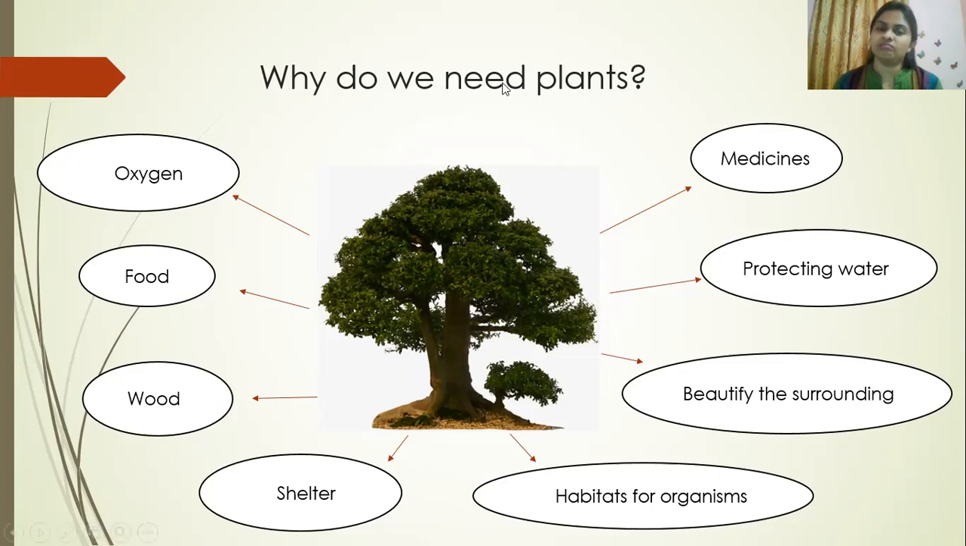Right. Do we really need plants, children? Obviously, we would say plants are very essential for the existence of living beings, right? Not only for us, but for all the animals, all the organisms too. Now here you can see in a mind map the uses of these plants. Medicines, and more than that. We'll start from the very first one, oxygen. Without oxygen we cannot live, right?